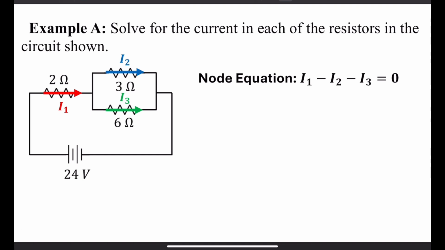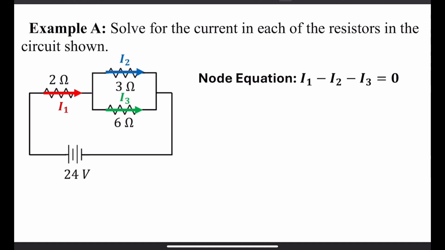Here I wrote the node equation in a form where I have variable 1 minus variable 2 minus variable 3 equals 0. And this is so that later, when I have the 3 equations, I can solve it by plugging it into a solver like polysmult on the TI-84 calculator.